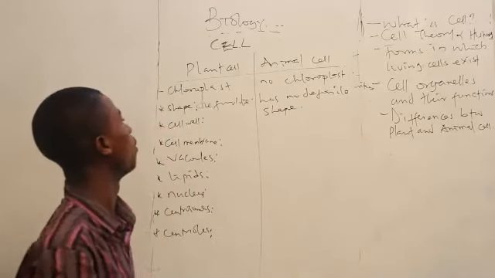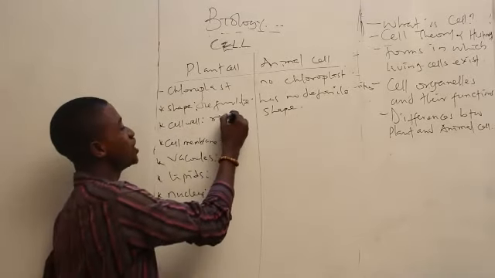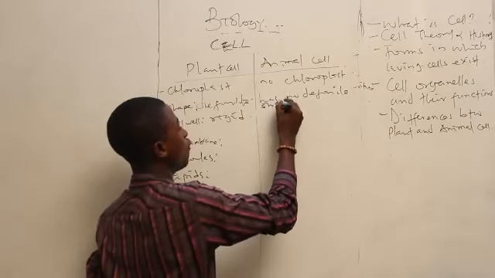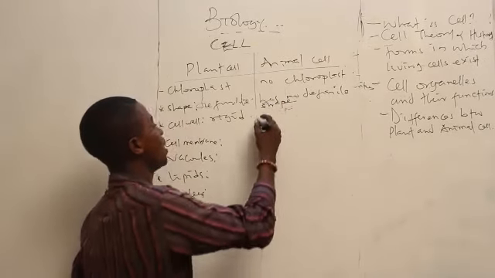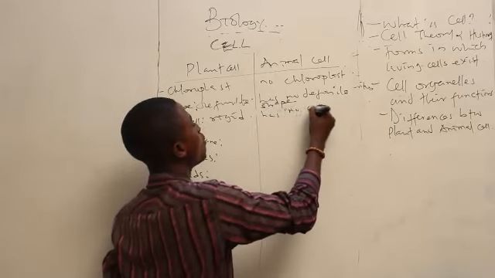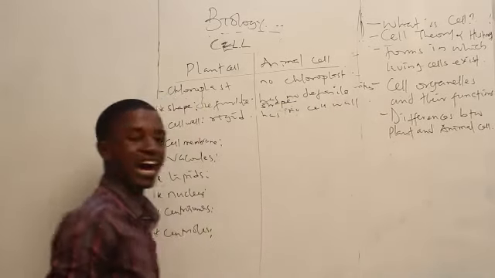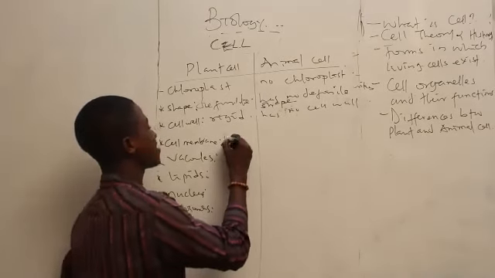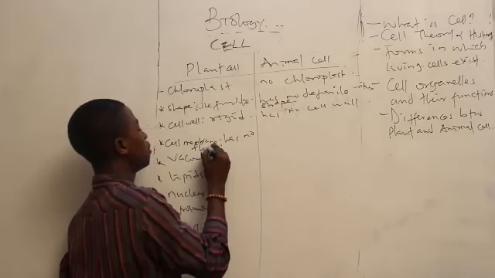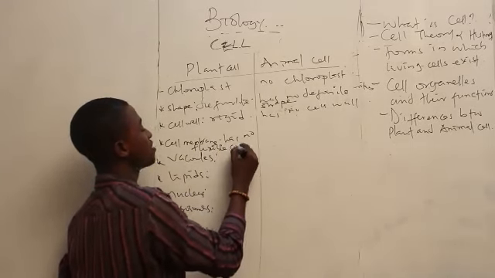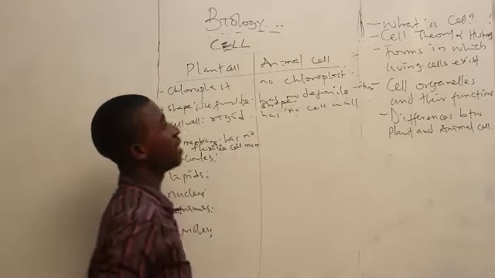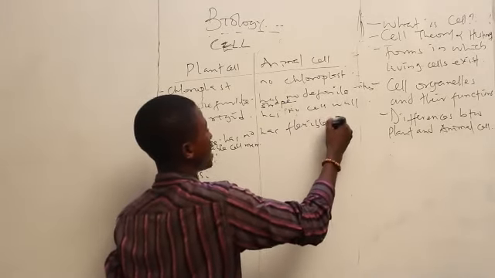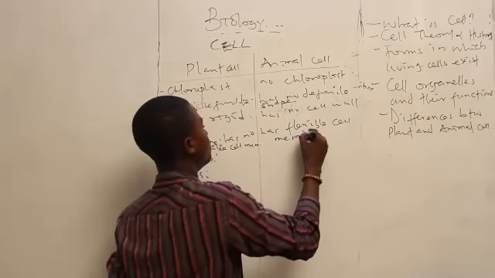Now let's look at the cell wall. The cell wall of plant is rigid. Again, the cell wall of plant is rigid. Animal cell has no cell wall. Now let's look at the cell membrane. Plant cell has no flexible cell membrane. Animal cell has a flexible cell membrane.